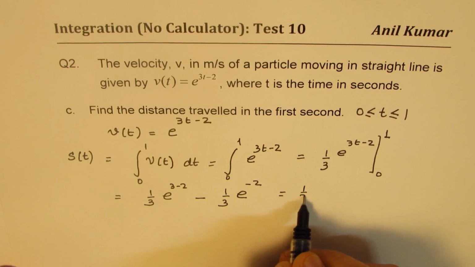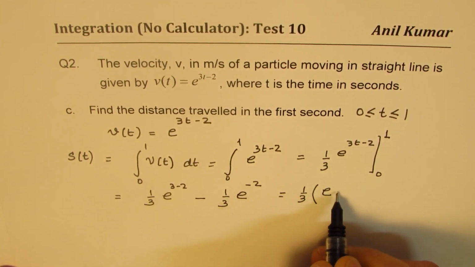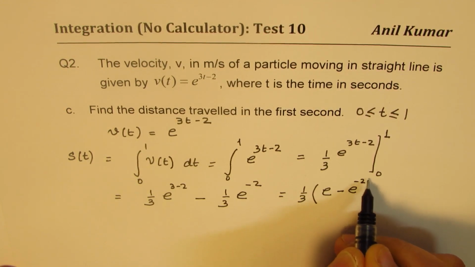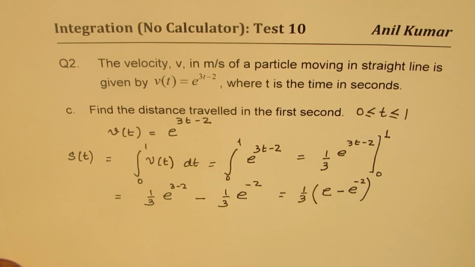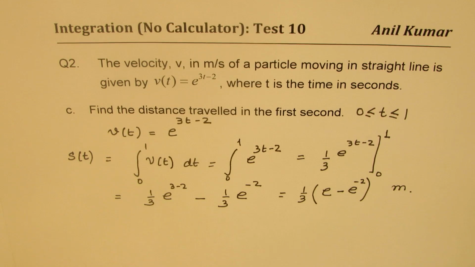So the answer here is 1 over 3 (e minus e to the power of minus 2). Okay? So that becomes the solution, and the units will be in meters. So I hope that makes sense. So that is how we are going to find the total distance traveled in the first second.